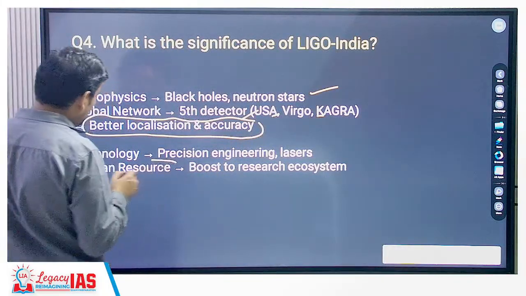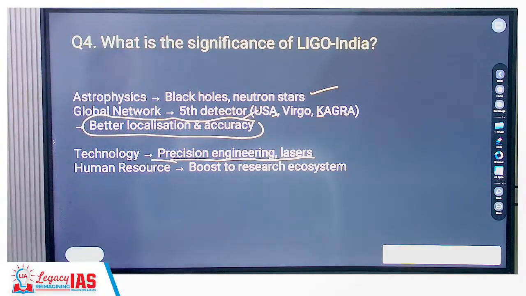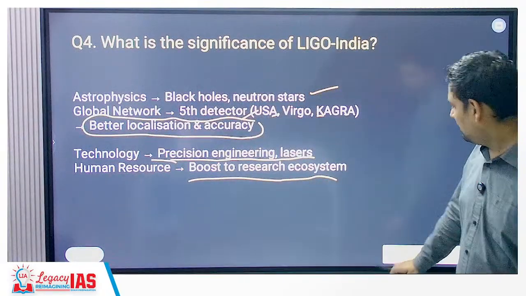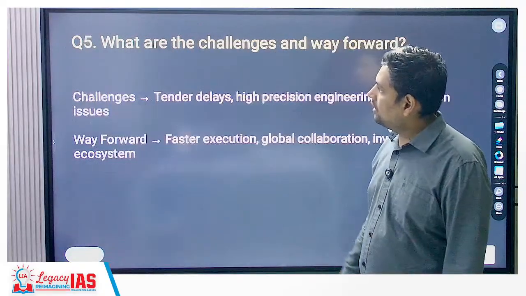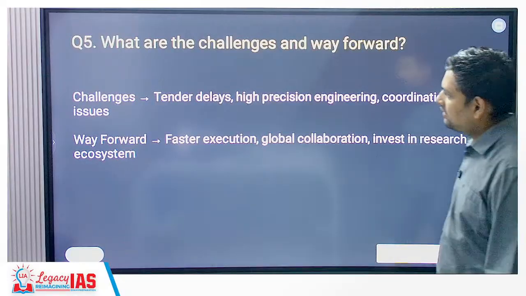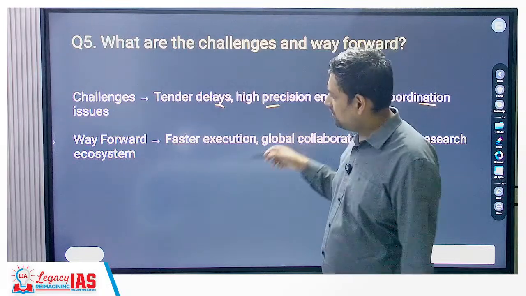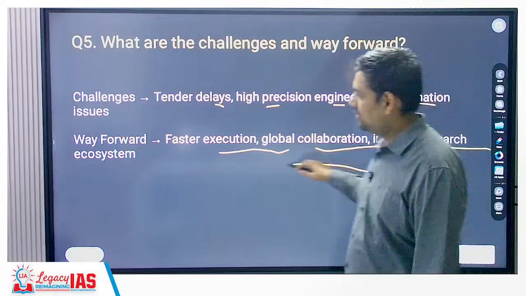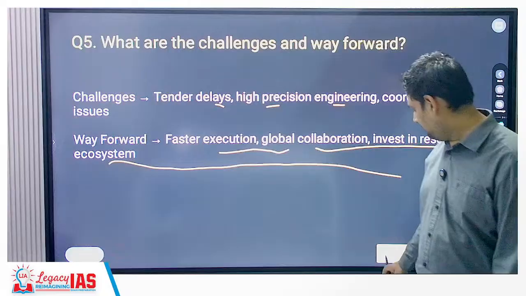Technology: it will help in development of more precision engineering and lasers, a human resource boost to the research ecosystem, and all these things. Then what are the challenges and way forward? The challenges are tender delays, high precision engineering, and coordination issues. The way forward is faster execution, global collaboration, and investment in the research ecosystem.